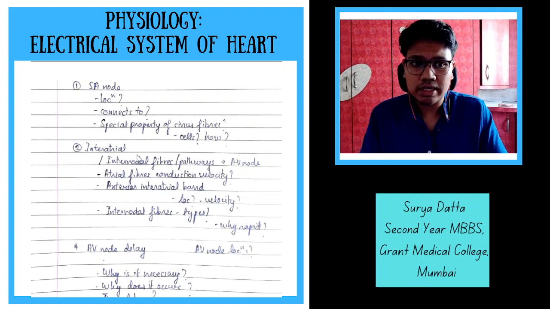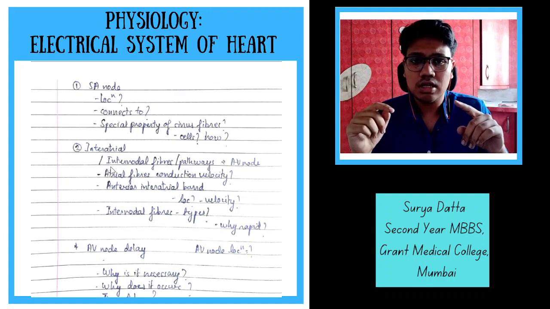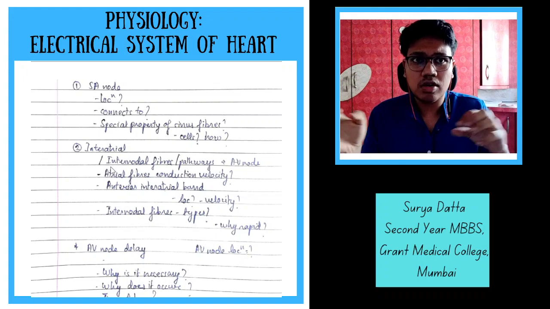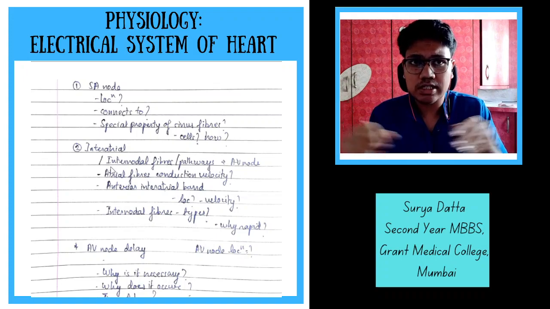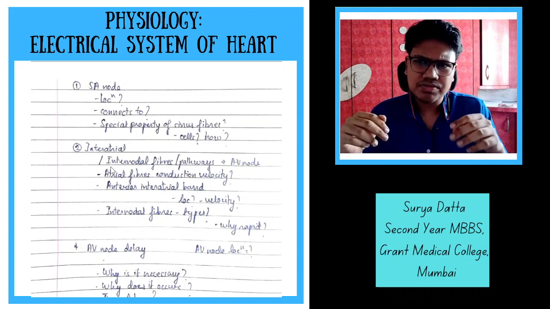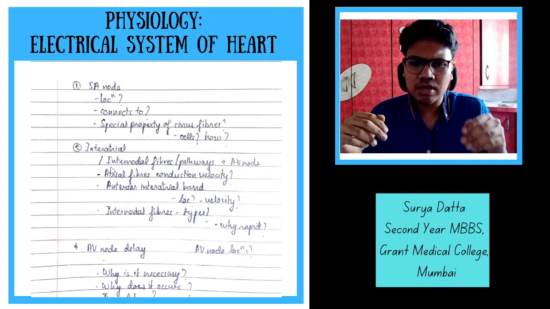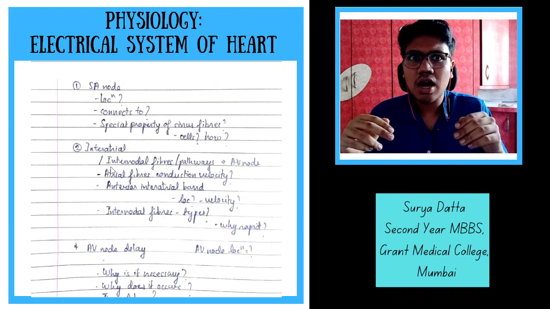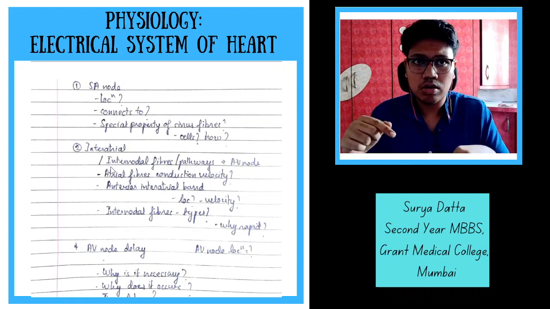A lot of people might think this is like the new fibers that are coming through, but it's not really that difficult. Interatrial fibers is simply the fibers that are connecting the atria, going from the SA node to the various atria. That's really it. Then the internodal fibers are basically going through to the node, right?